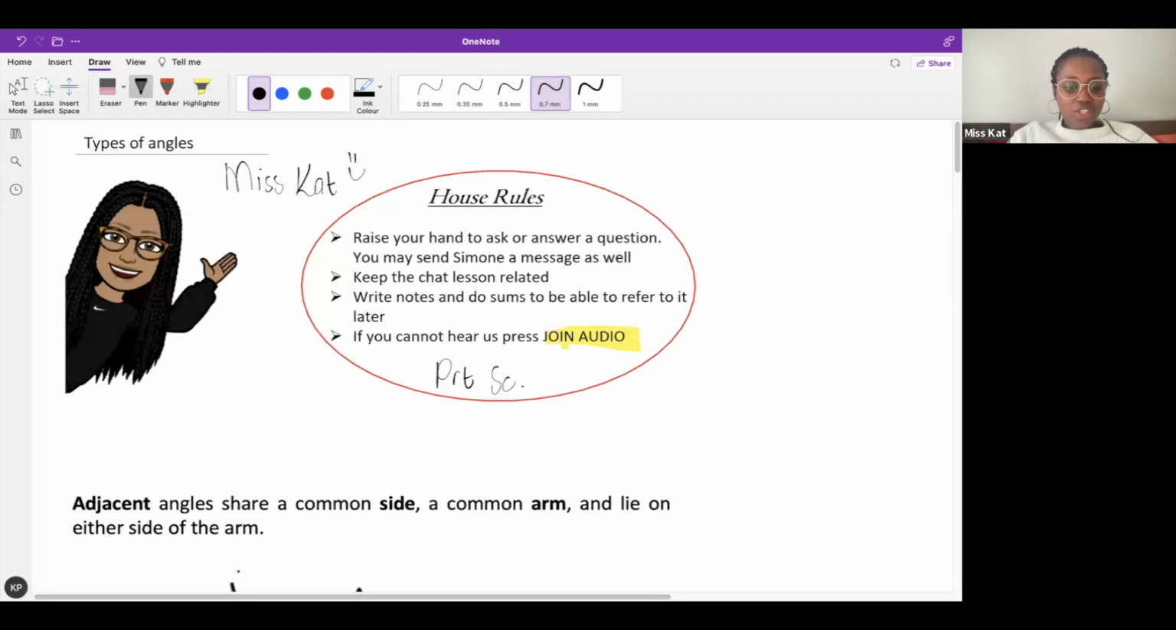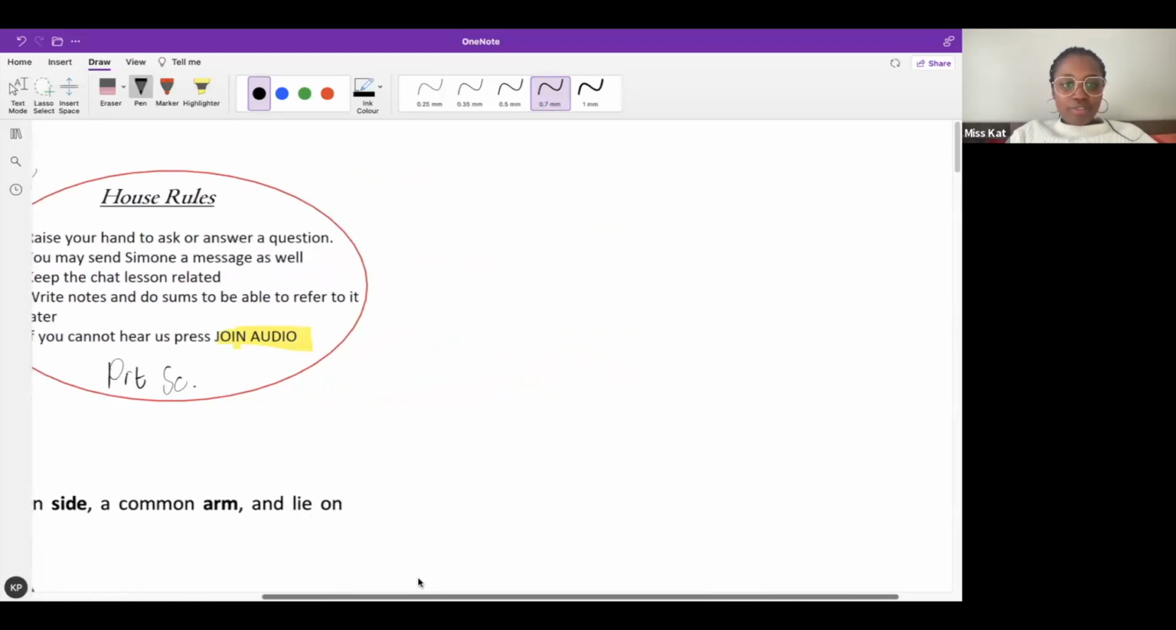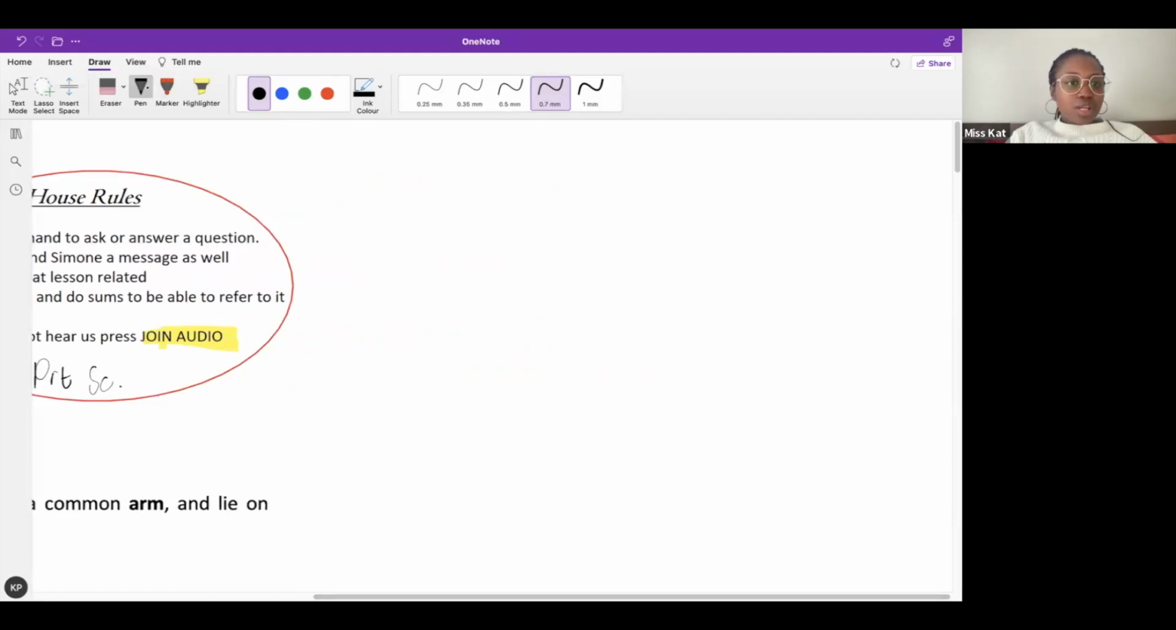So I actually should have started with a revision of types of angles. Let's go through the types of angles. I'm going to give you a name, and I want you to tell me what type of angle that is. Please tell me what type of angle that is. Acute is the first one we have on the screen. Let's see if we remember what type of angle that is.